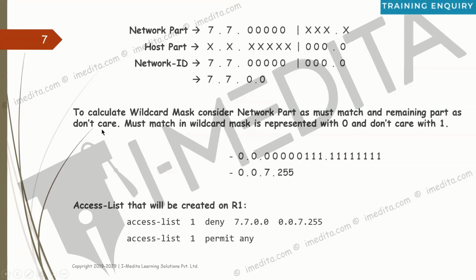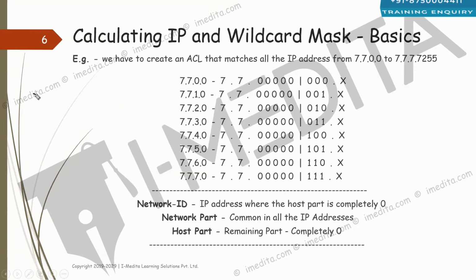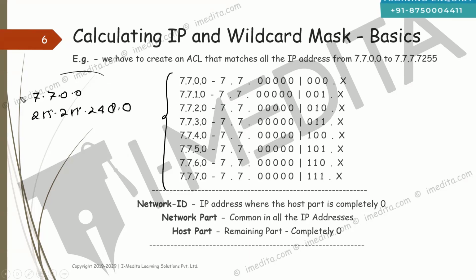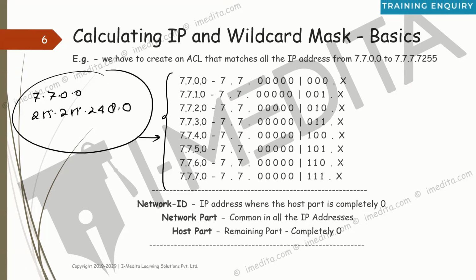There could have been another way, where you write down the network ID and subnet mask that represents this entire range, 7.7.0.0 with 255.255.248.0. Finding out the subnet mask is very easy. The network part in the subnet mask is represented by 1s. So 255, and then 1, 2, 3, 4, 5 ones, which is going to be 248.